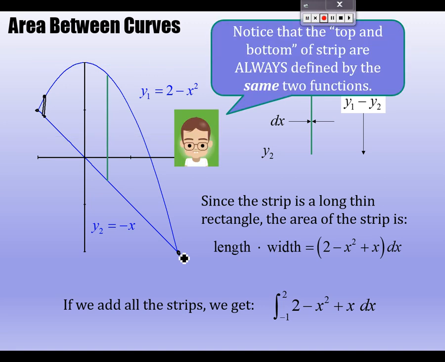But notice that this whole discussion rested on the assumption that the top and bottom functions were always the same. We always compute the area of that little rectangular strip in the exact same manner, no matter where we are between x equals -1 and x equals 2. It was always computed in the exact same way, because that assumption will be challenged as we move forward and do some other interesting ones.